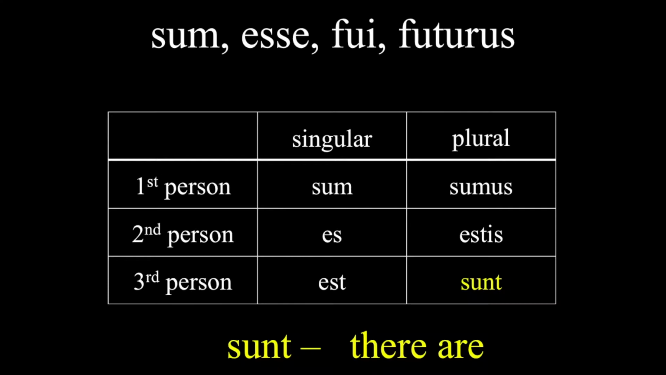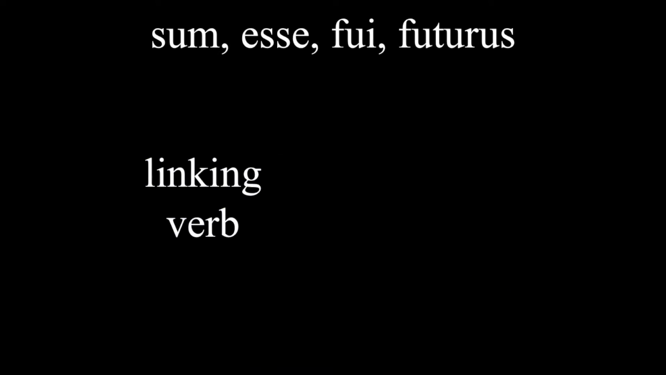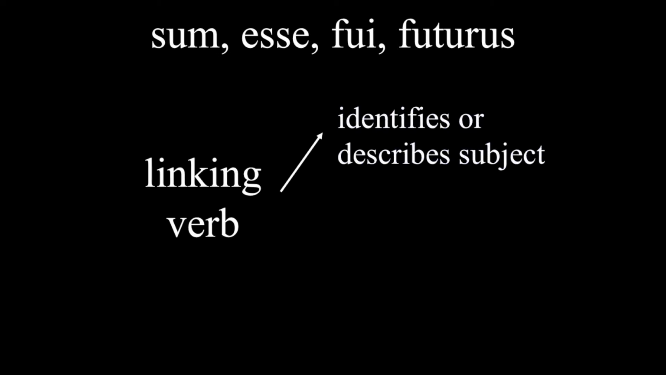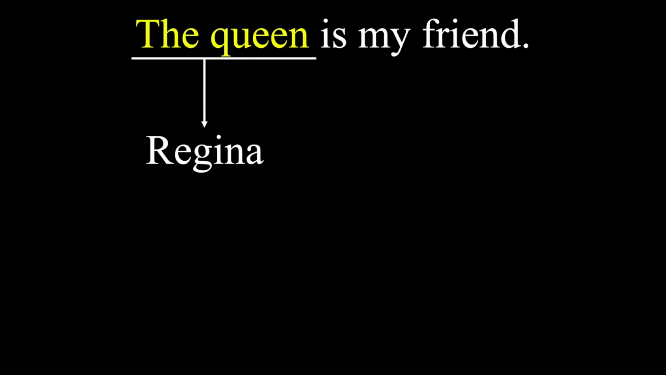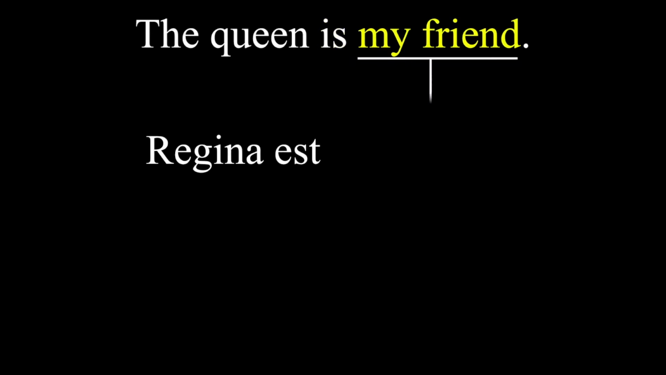In both English and Latin, this verb is used as a linking verb, which means that it'll identify and describe the subject without any action taking place. So, for example, if you wanted to say, the queen is my friend, you would say regina for queen, since you need a nominative singular form. You'd say est for is. And for my friend, you would say amica mea. Amica mea wouldn't be accusative because it's not a direct object, i.e., no one is doing anything to the friend.